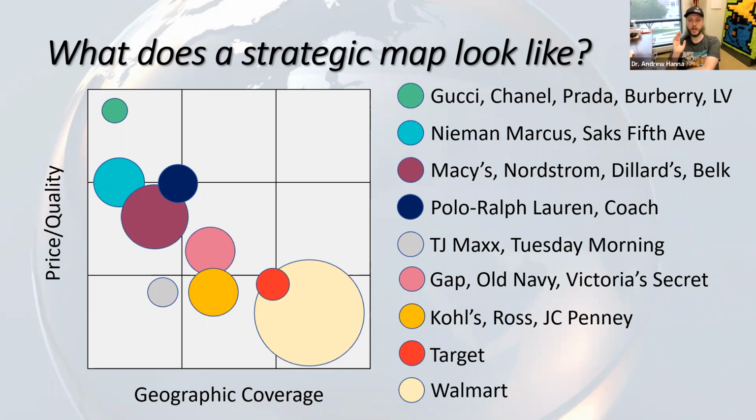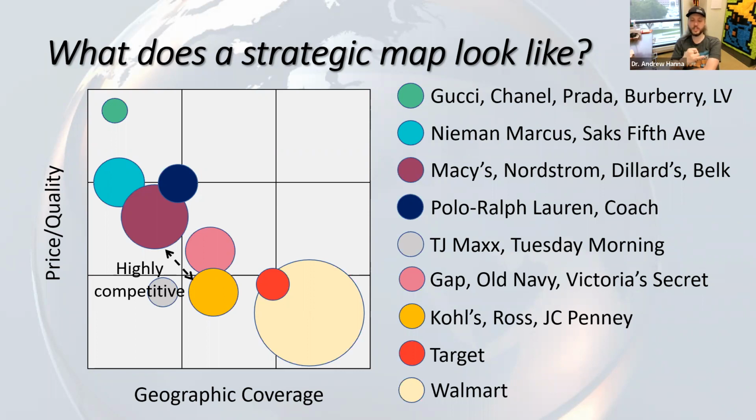What's important to remember, not all these positions are even strategically attractive to some other firms. So, if we look at it in this sense, we look at Macy's, Nordstrom, Dillard's, Belk right there, that eggplant colored circle, and we then compare it to Kohl's, Ross, J.C. Penney's, we can see that maybe Macy's, Nordstrom, and those are a little bit higher on the quality range, but they're very similar in geographic coverage.